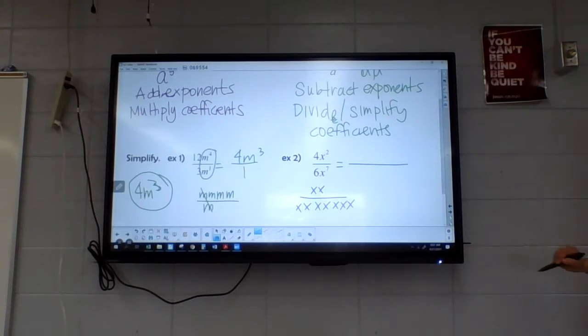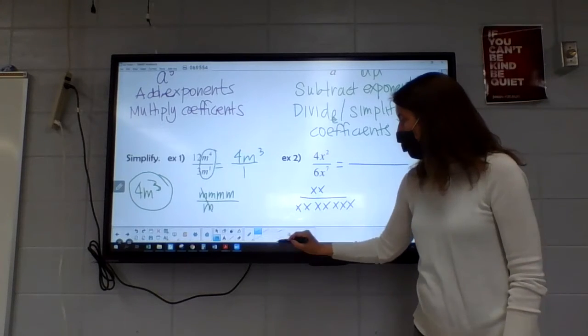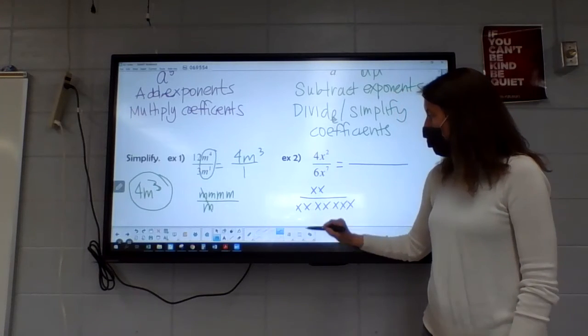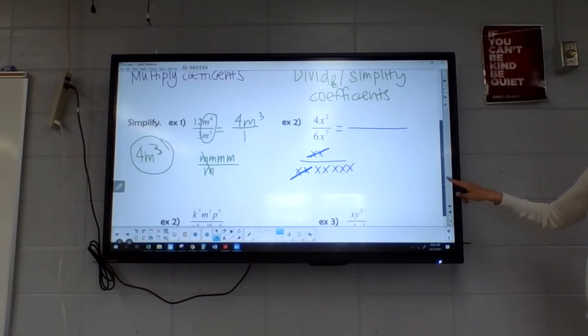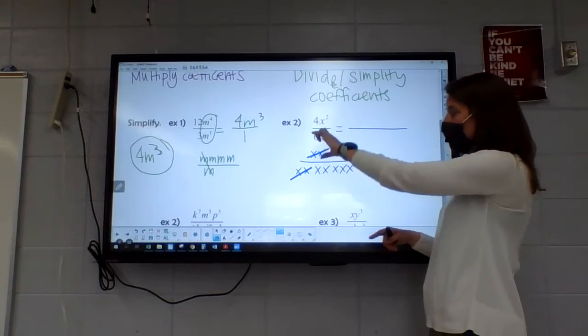7, right? Yeah, there's 7. So if there's 2 on top and 7 on the bottom, 2 of these are going to cancel with 2 of those. So the x's are going to end up on the bottom of the fraction, if that makes sense. How many of them are going to end up on the bottom? 5, because 2 cancels with 2.